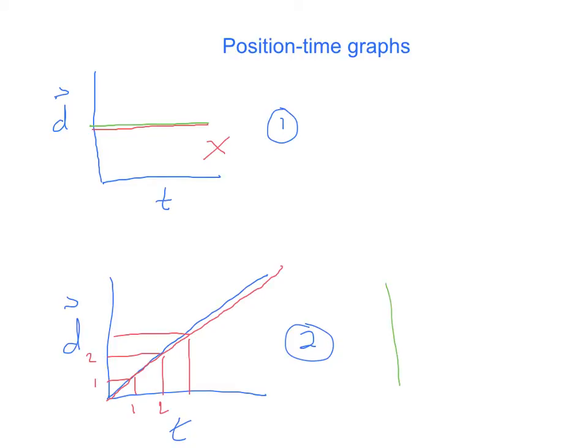So if this were velocity and time, I would have a flat line here over time. And what that means is that my velocity is constant throughout time. And that should make sense. Looking back at the displacement time graph, the displacement is changing at a regular interval.